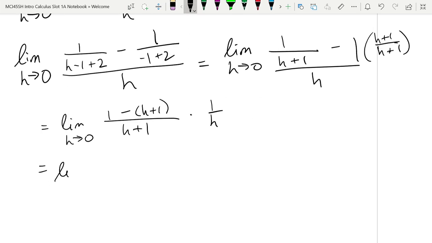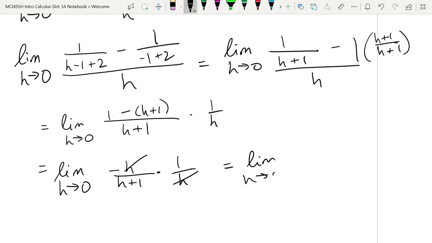Which is the limit as h approaches 0 of 1 minus h minus 1, which is -h, and that allows me to cancel these h's, because now they are factors, and that leaves me with the limit as h approaches 0 of -1 over h plus 1. Sorry about that. See, you lose track of one negative and the whole thing's wrong.